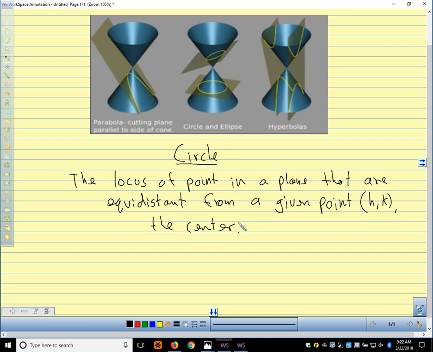Now this idea of distance is going to be important for all of our conic sections. All the conic sections have something to do with distances from something else. And for a circle, what do we call that distance? These points are all the same distance from the center. That's the radius. So the distance is the radius.